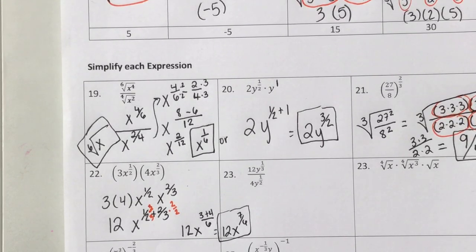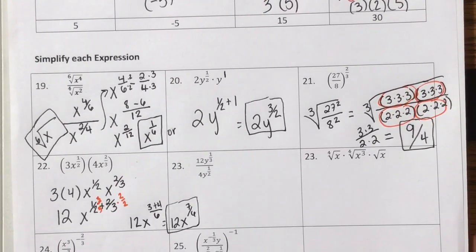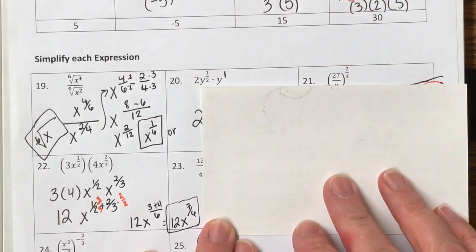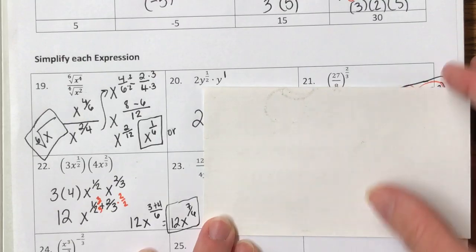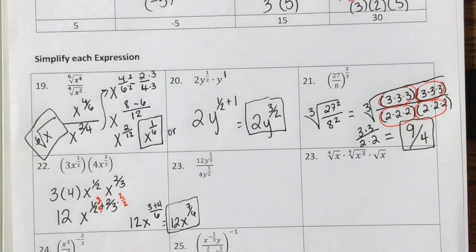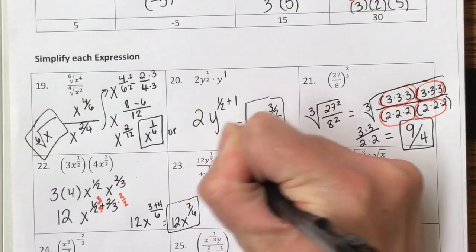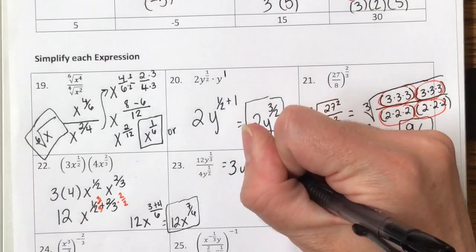Okay, number 23. So in number 23, again, probably going to be easiest to keep it in exponential form. Well, let's start with the 12 over 4. If all I had was 12 over 4, well, that's the same thing as 12 divided by 4. So let's simplify that. 12 divided by 4 is 3.